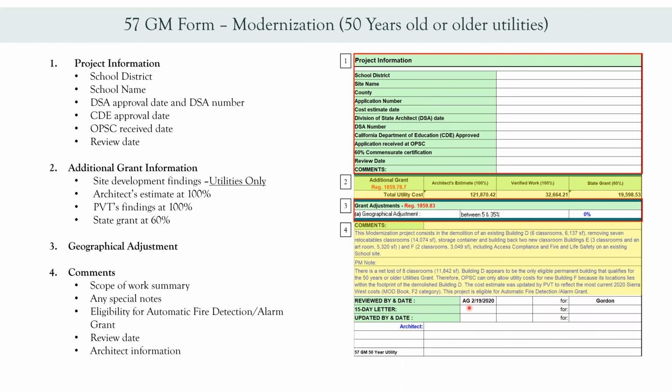Here we will also include, just like on the previous slide for the 50 GM form, the reviewer's initials, as well as when the project was reviewed, and the project manager's last name. And right here, it would be the architect's information.